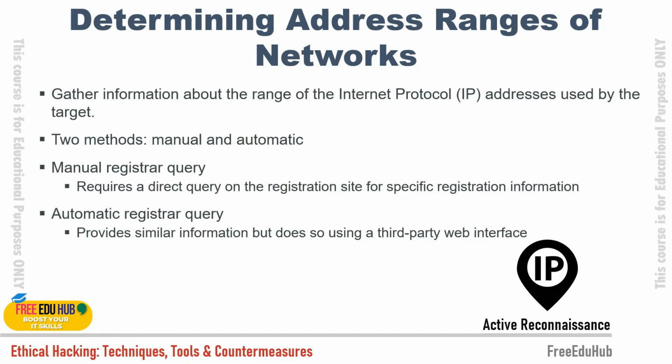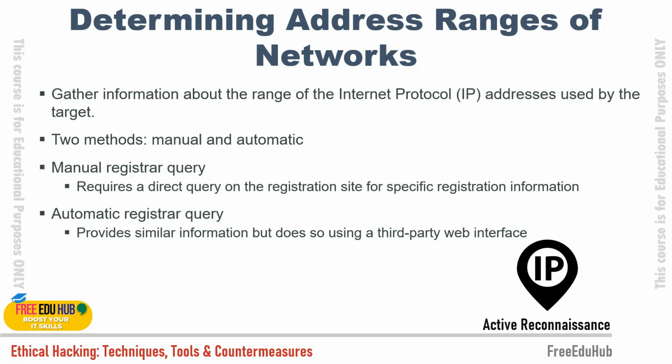Next we'll be looking at the IP address ranges, determining the address ranges of the network. This means gathering information about the range of internet protocol addresses used by the target. There are two methods, manual or automatic, to find the details of the network range. Manual registrar query requires a direct query of the registration site for specific registration information, and automatic registration query provides the related information but does not use a third party or any web interface.